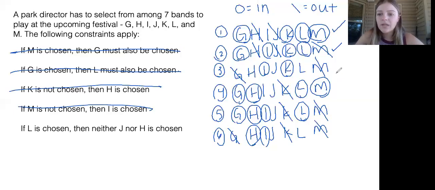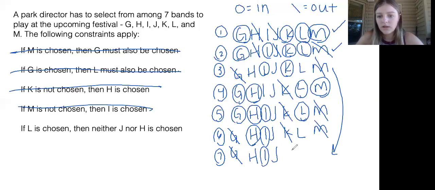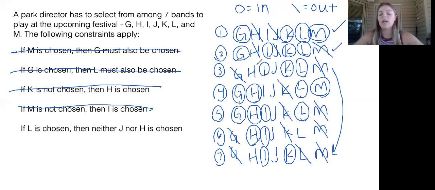Moving to number 3, the rule applies when L is chosen. Do we know where L is? We don't, because it's a floater. It could go in, it can go out. So before I do anything with L in world number 3, we're going to make a copy, number 7, crossing out J or G, H, I, J, circle I, K, L, and M. And we're going to circle one and we're going to slash the other. In my world number 3, L is chosen, which means that the rule can apply, which means J nor H can be chosen.